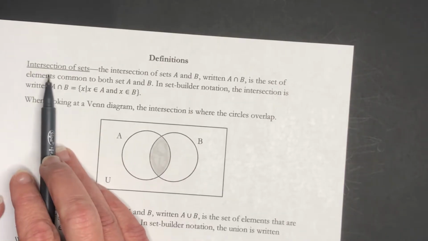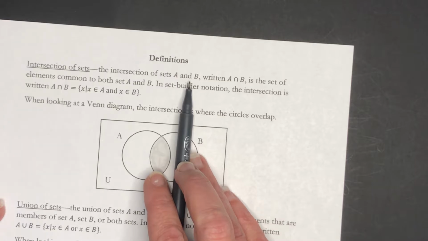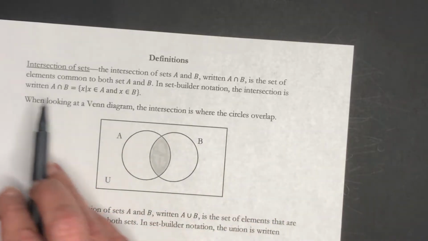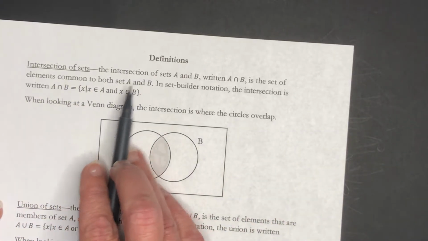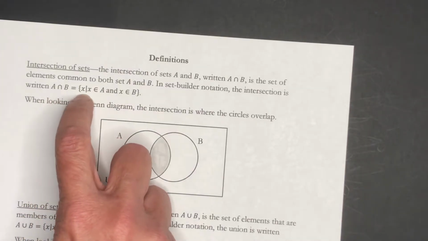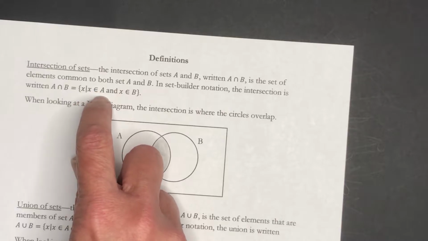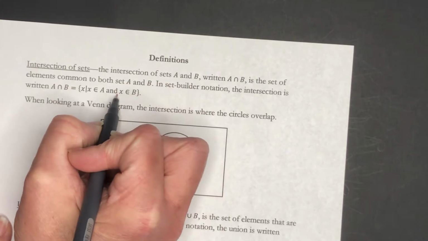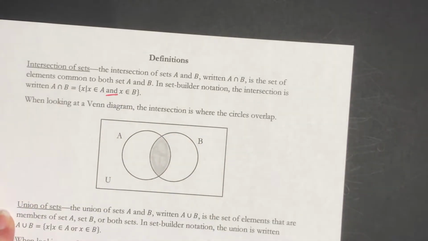When we're talking about the intersection of sets, which is written like this, with a little rounded hump, this is the set of elements that are common to both set A and set B. In set builder notation, the intersection looks like this: the set of all x such that x is an element of A and x is an element of B. This word right here, and, is very important, not just in this section or this chapter, but also in chapter 3 as well. So when you have and, we're looking for the stuff that they have in common.